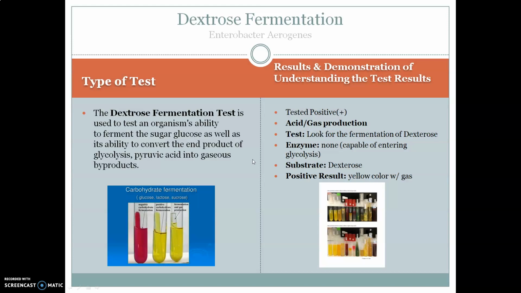The next test I looked at was the dextrose fermentation test. This test is used to test the organism's ability to ferment the sugar glucose as well as its ability to convert the end product of glycolysis, pyruvic acid, into gaseous byproducts. My unknown actually tested positive for this, and you can see it had acid and gas production. The enzyme is none because it's capable of entering glucose by itself. The substrate is dextrose, and the positive result shows a yellow color with gas.